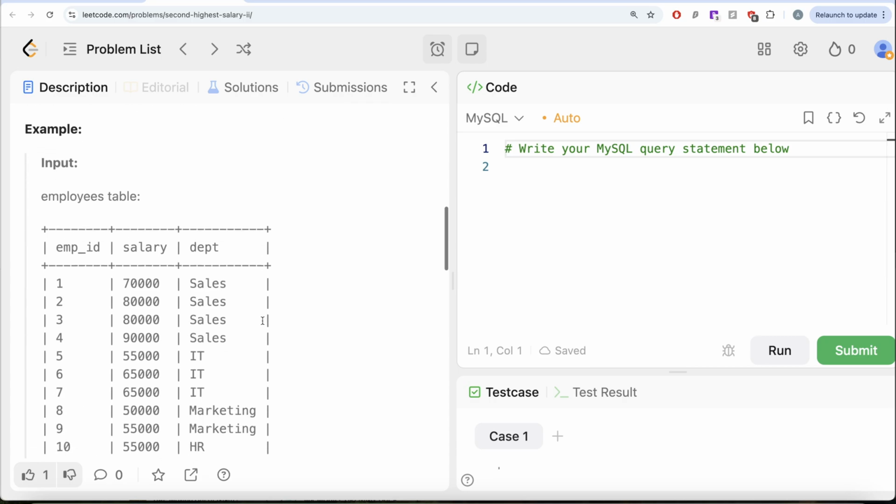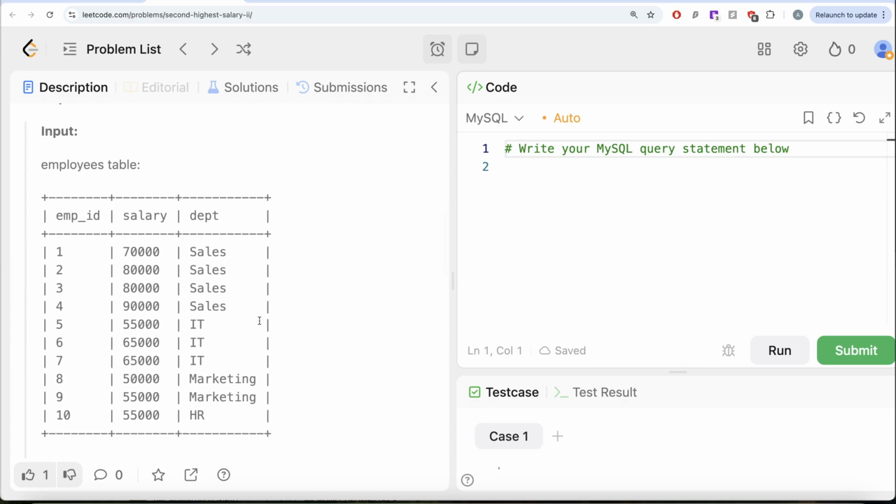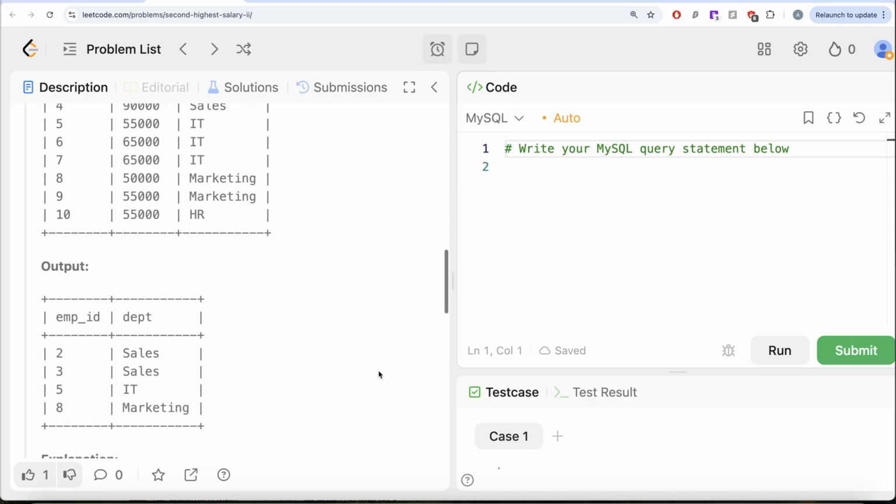Let's go through this example. So here we have an employees table where we have several different employee IDs, their salaries and department. If you look at department sales, there are four different employees. Highest salary is 90,000. Second highest is 80,000, where two people have the same salary. So employee ID 2 and 3 have the second highest salary in sales. Similarly, if we look at IT, the second highest salary is 55,000, employee ID 5, and so on. And that is what we have in our output.